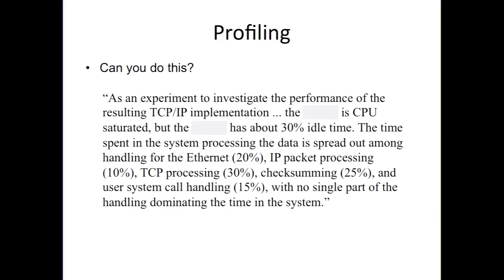See if you think you could actually come up with a breakdown. So I know my Ethernet is 20% CPU, IP is 10%, TCP is 30%, checksumming is 25%. That's a pretty nice breakdown of where CPU time is in kernel components. Hands up if you think you could do this. If I said, here's a system, I want you to do that breakdown. Nobody.